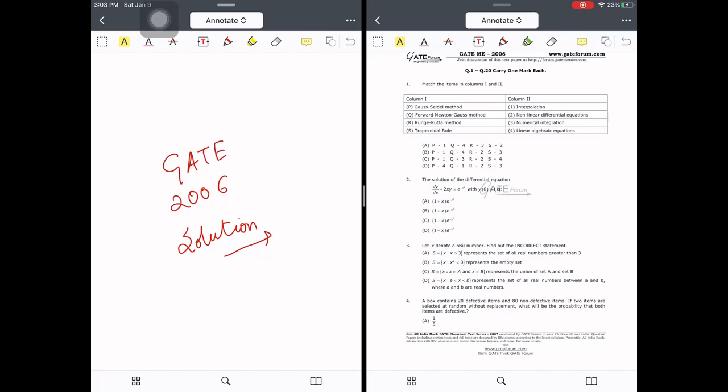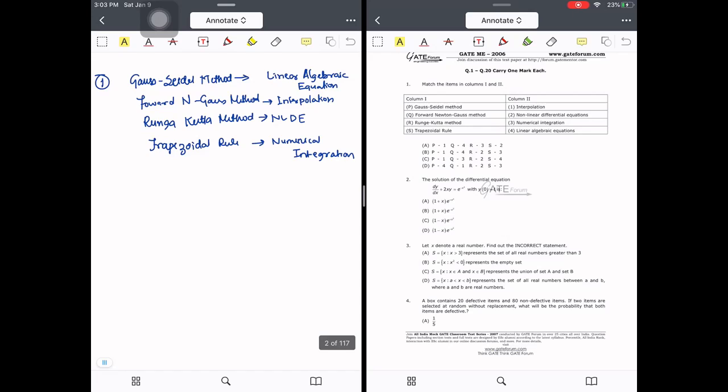Today I am going to solve the GATE 2006 question paper, which belongs to the mechanical engineering branch. In the previous question papers, 2003, 2004 and 2005, I have already uploaded them, you can check them. So let's start.